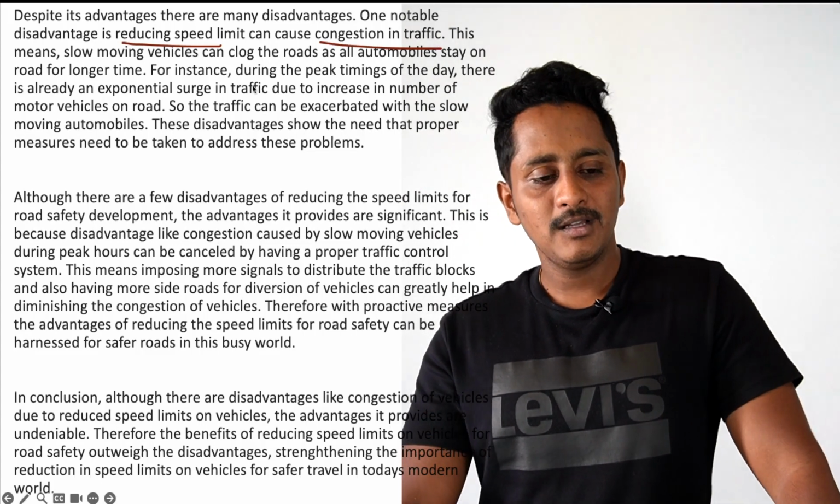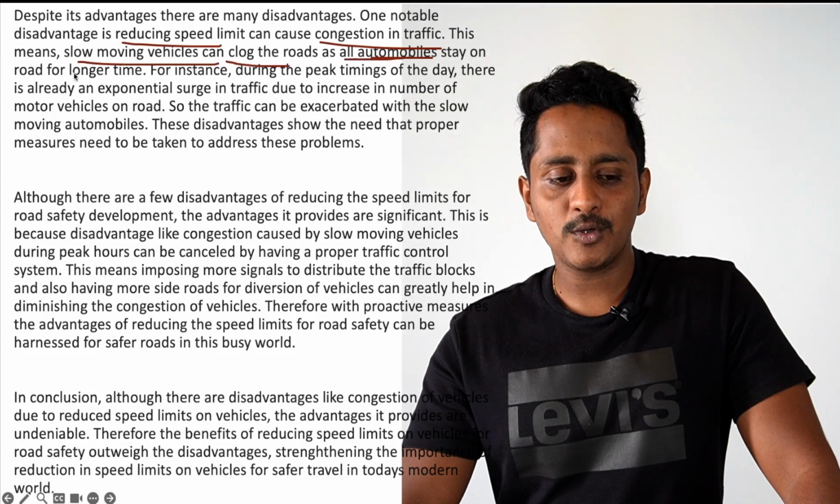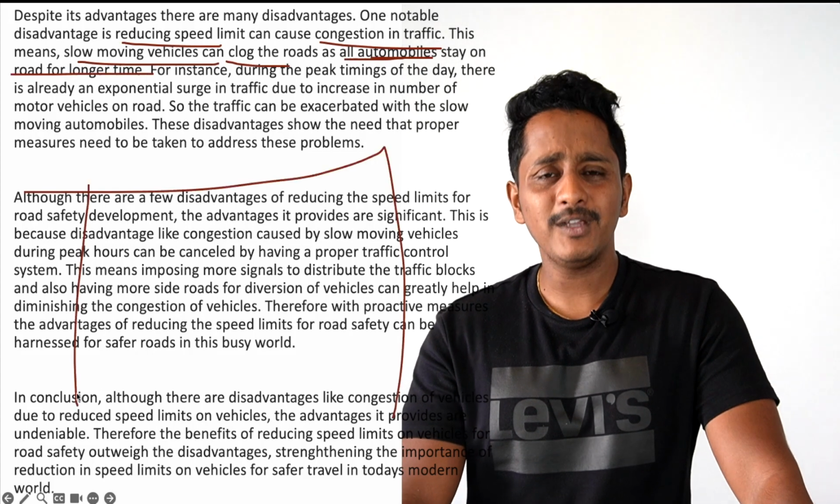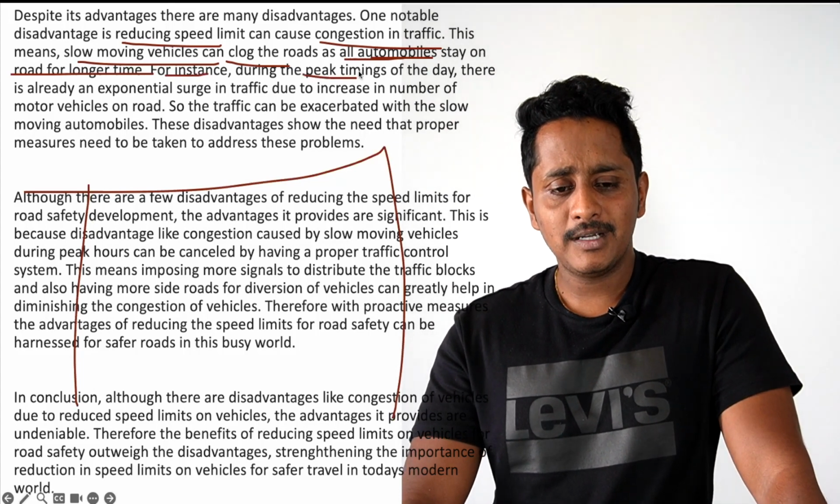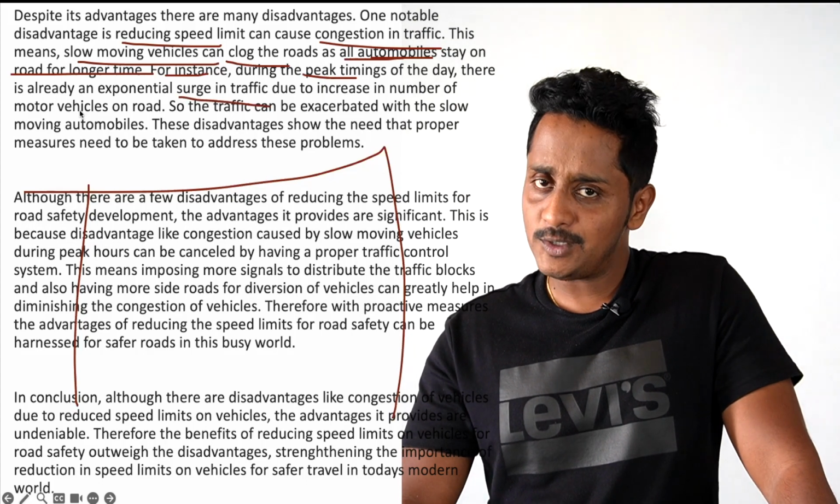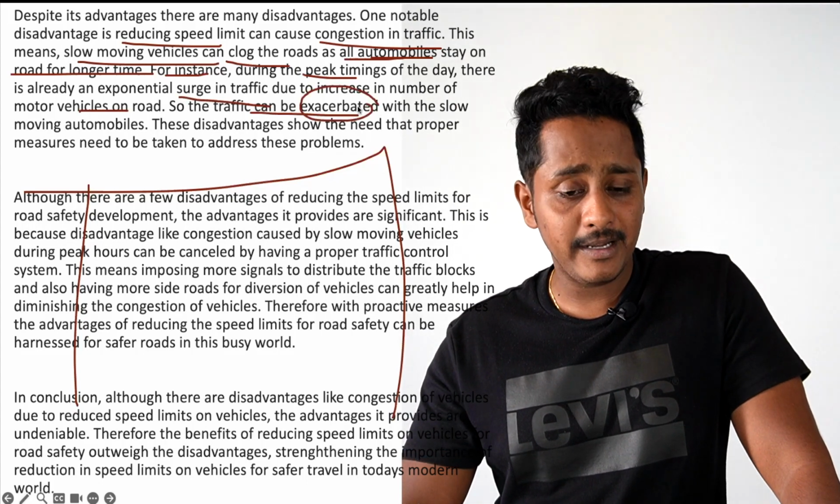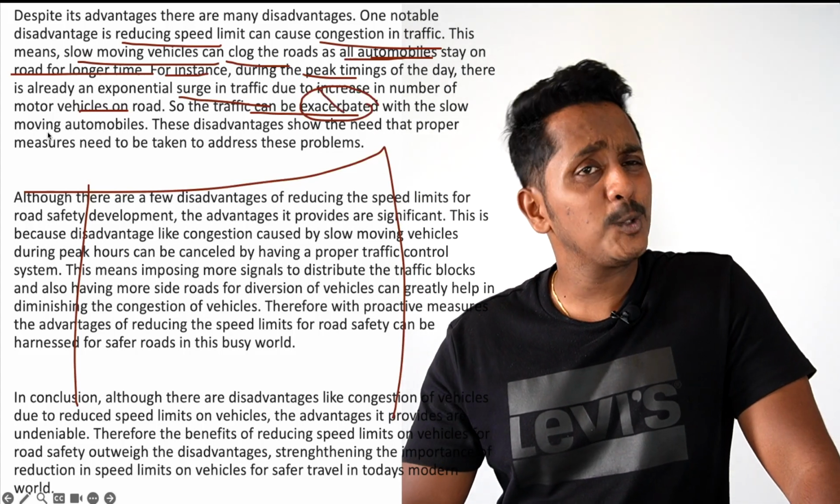It creates congestion. This means slow moving vehicles can clog the roads as all automobiles stay on the road for longer time. Bigger roads, man, why do you assume smaller roads? For instance, during the peak timings of the day, there is already an exponential surge in traffic due to the increase in the number of motor vehicles on the road. So, traffic can be exacerbated. Exacerbated means worsened with the slow moving automobiles.